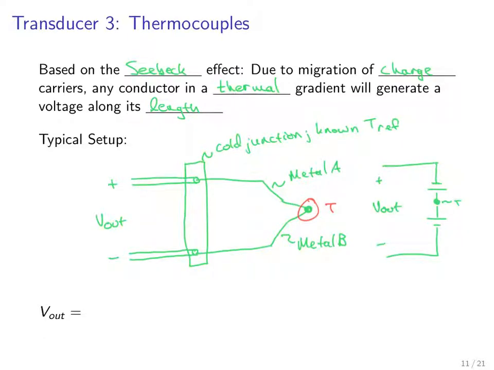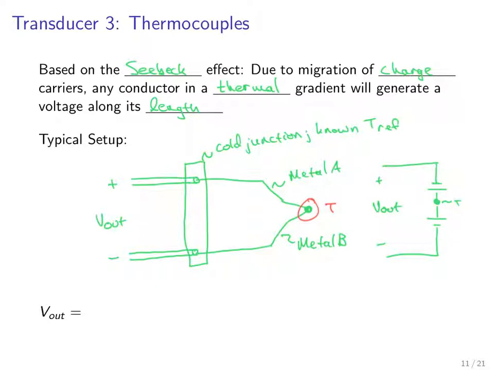Now, the Seebeck effect again says that due to the migration of charge carriers, when you place a wire in a thermal gradient, you get a voltage along the length of the wire. But there's another thing you need to know, which is that the amount of voltage depends on the type of wire that you use, the type of metal that the wire is made out of. So metal A here is going to create a different voltage along its length than metal B, even though they have the same temperature gradient along their lengths. And so that means that these two batteries here will have different amplitudes.